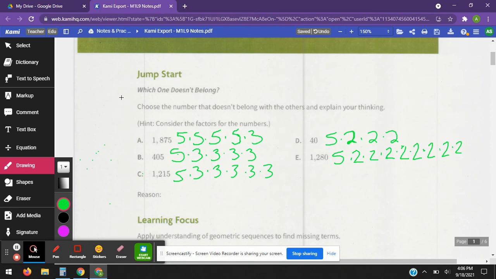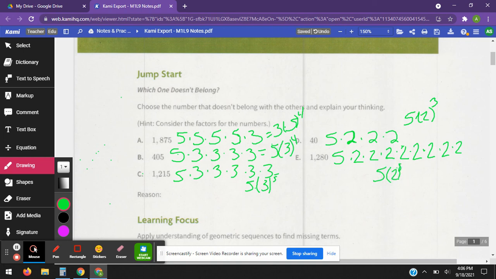All right, so if we look at these, this one equals 3 times 5 to the 4th. This one is 5 times 3 to the 4th. This one's 5 times 3 to the 5th. 5 times 2 to the third. 5 times 2 to the eighth.